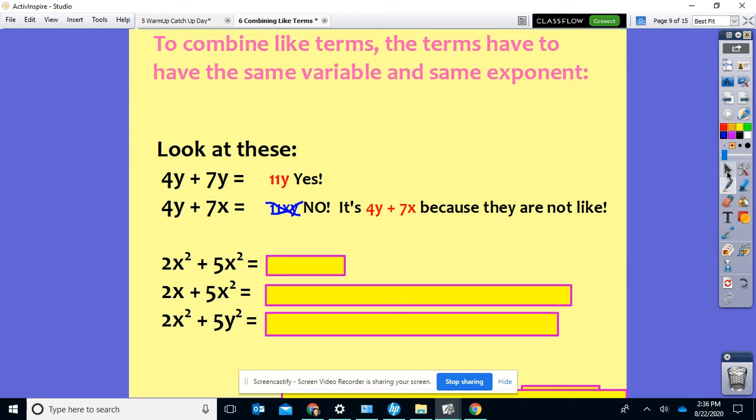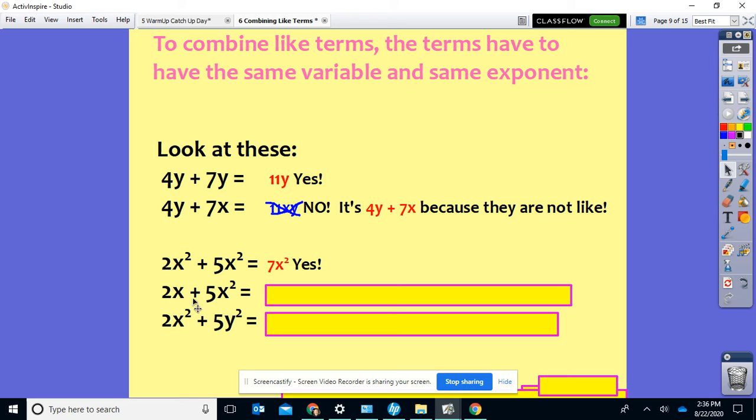Let's look at the third one here. We've got 2x squared plus 5x squared. Same variable, same exponent. So what part do you add? Right, you're going to add the 7. So we get 7x squared.